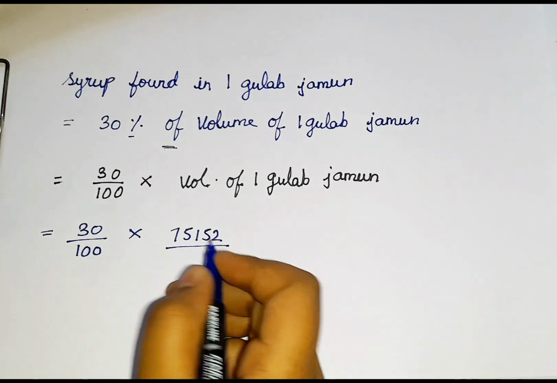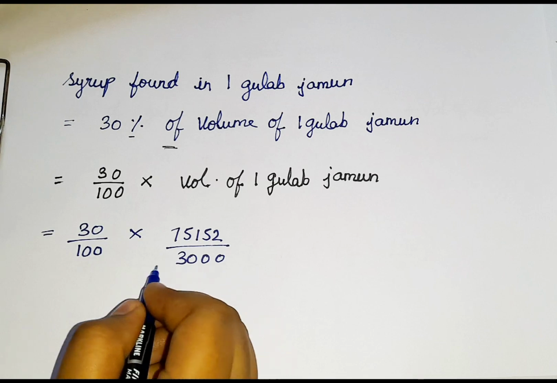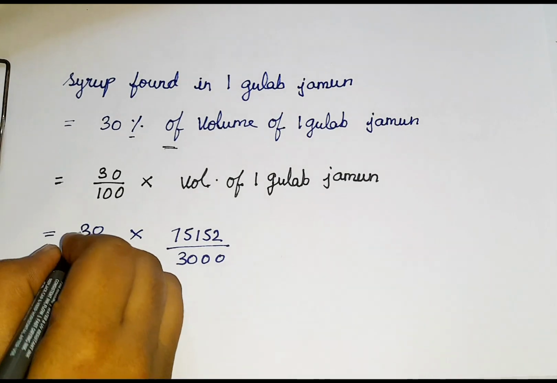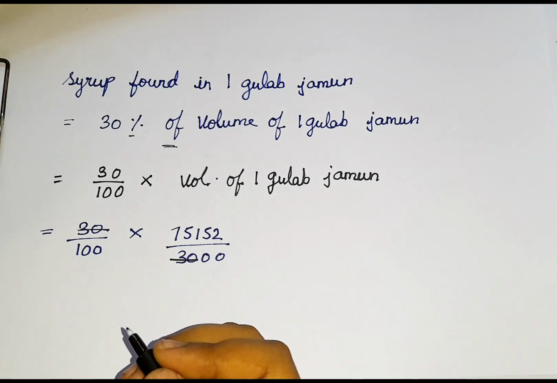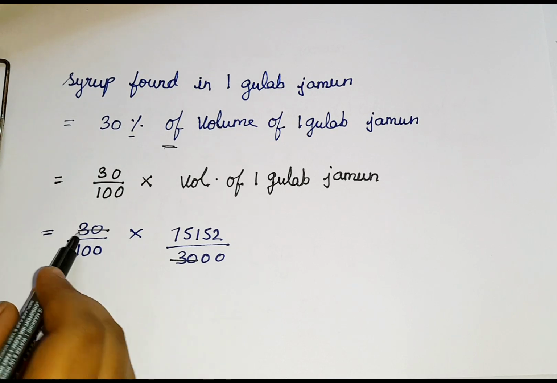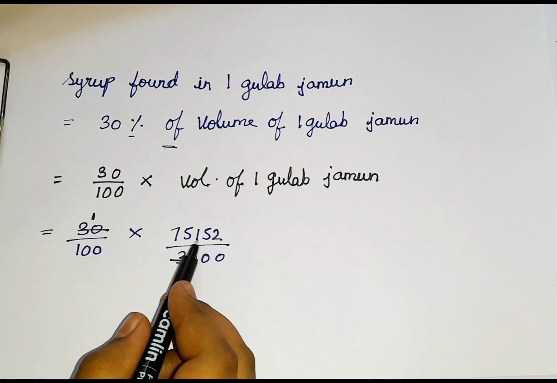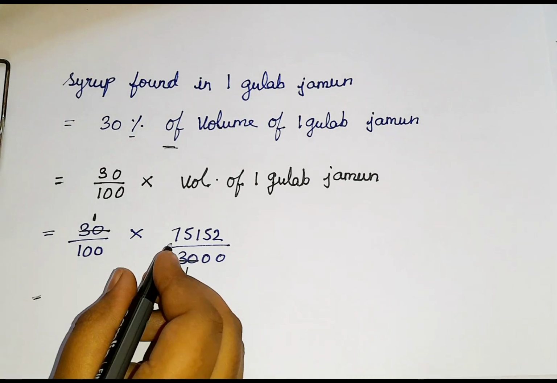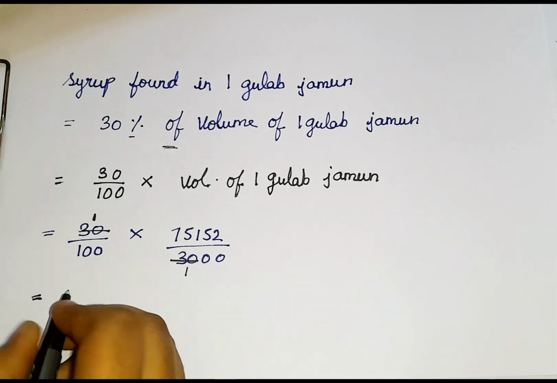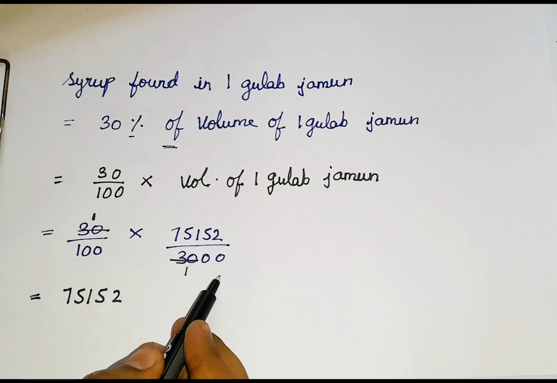Now we can cancel this 30, and here also we can cancel it, am I right? Since we cancelled both the 30s, you can cancel it in the 30 table. When I cancel it, here I get 1 and here I get 1. So now I have 1 into 75,152, which is 75,152. And then here 100 into 100.